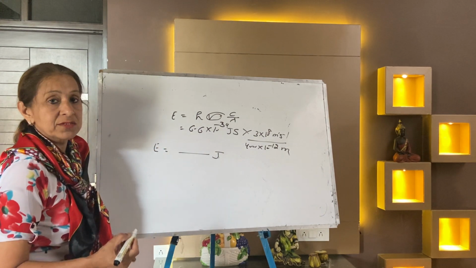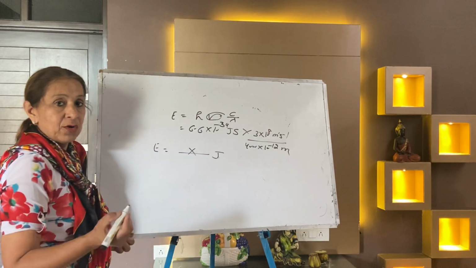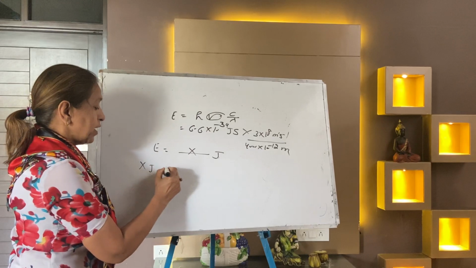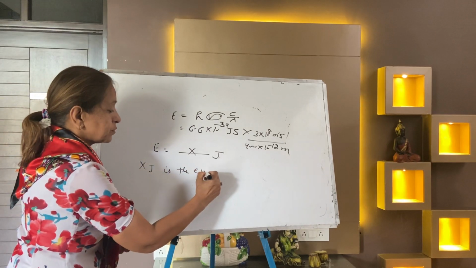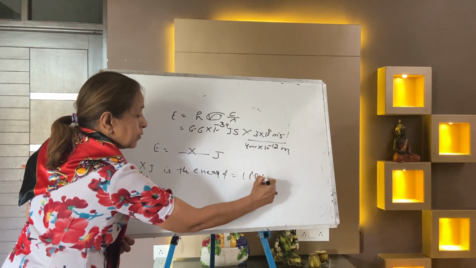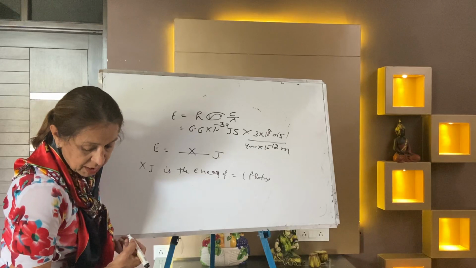The question asked is calculate the number of photons. After calculation, let it be x joule. x joule is the energy of one photon. You will apply the unitary method, and your energy is given in the numerical.